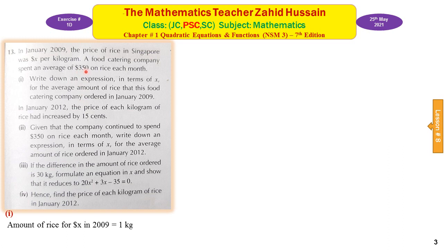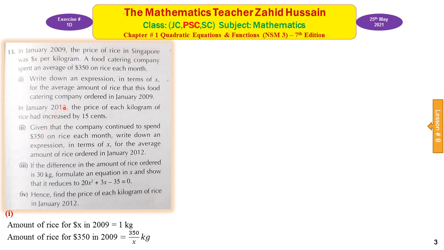So the catering company spent $350. So how much amount of rice can be bought for $350 in 2009 is 350 over x kilograms. So this is the amount of rice in 2009.